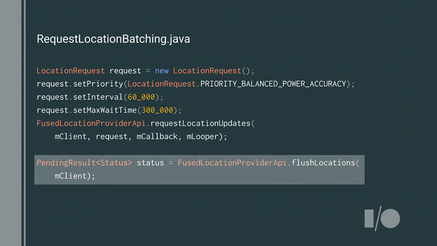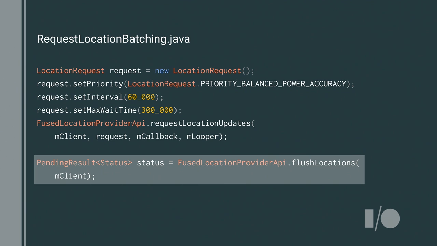Now, back to the fitness app example. Let's say it's batching the user's locations, and then the user opens the app and wants to see their progress immediately. The app can call flush locations, which tells the FLP to interrupt the batch in progress and deliver the most up-to-date locations as soon as possible. The user will see all locations collected in the app, and then batching will continue as previously requested.